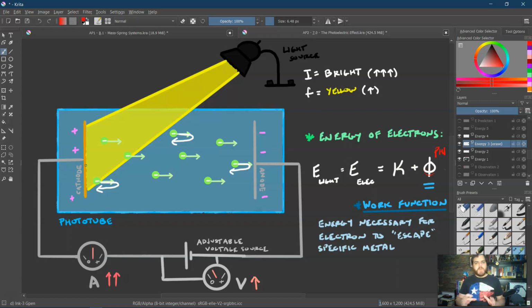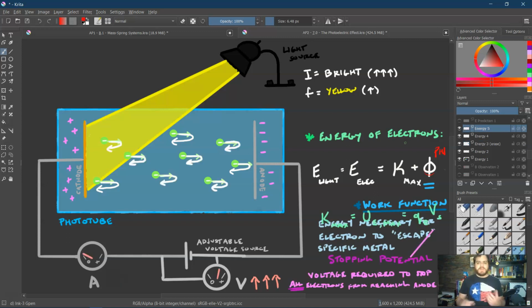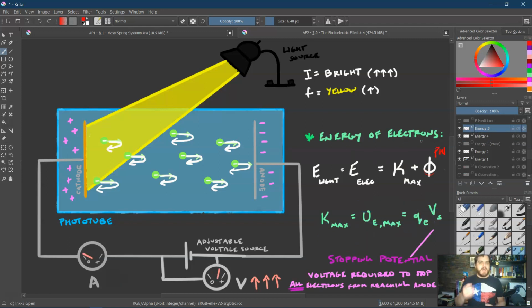And in fact, if I want to know the maximum kinetic energy of any of these electrons, I need to keep turning up this voltage source until none of them can make it across from the cathode to the anode anymore. And this is something known as the stopping potential. So the stopping potential is the voltage required to stop all electrons from reaching the anode. They're still ejected from the cathode, but now that they're repelled, they start to go back the other way.